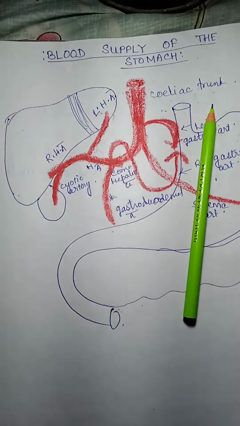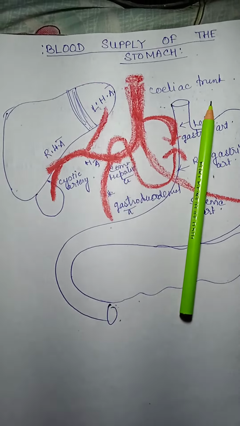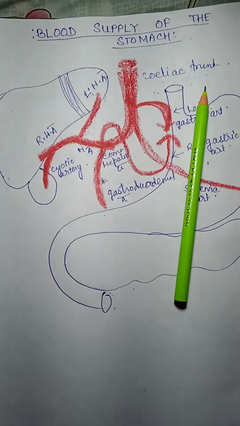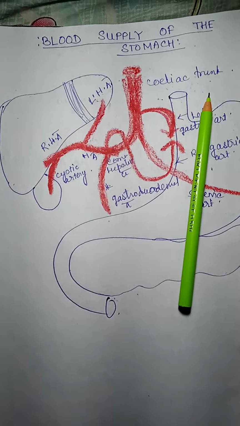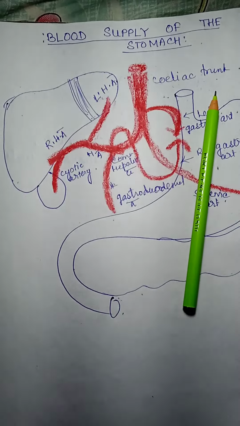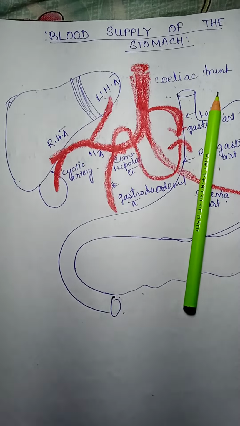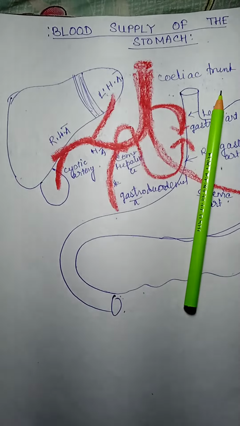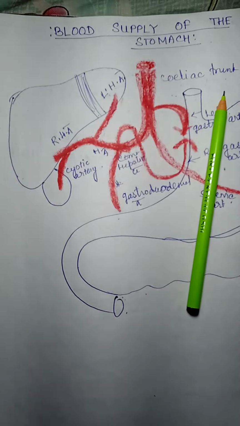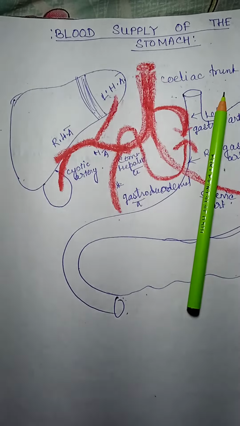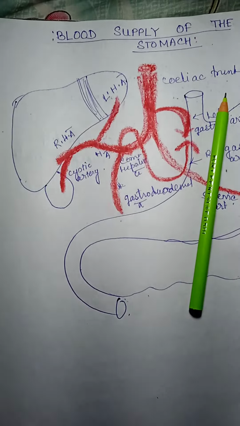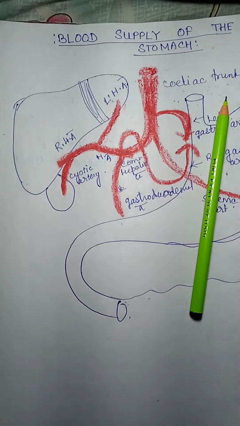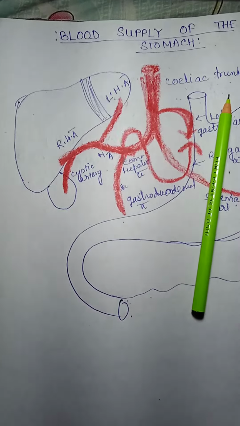So again let us revise the point. The celiac trunk is giving the common hepatic artery, the splenic artery, and the left gastric artery. Actually three branches, not two branches. The common hepatic artery is again dividing into three branches: gastroduodenal artery, right gastric artery, and hepatic artery. The hepatic artery further divides into the right hepatic artery and the left hepatic artery. The right hepatic artery further gives the cystic artery.